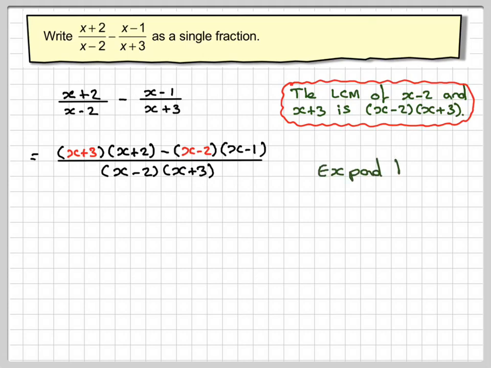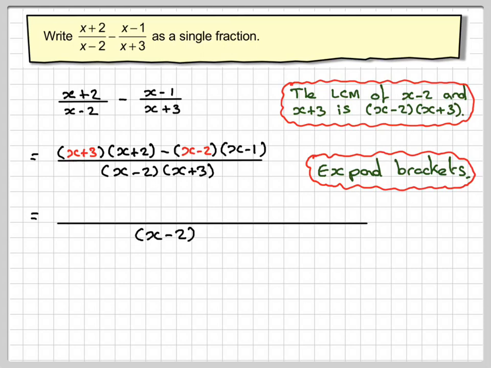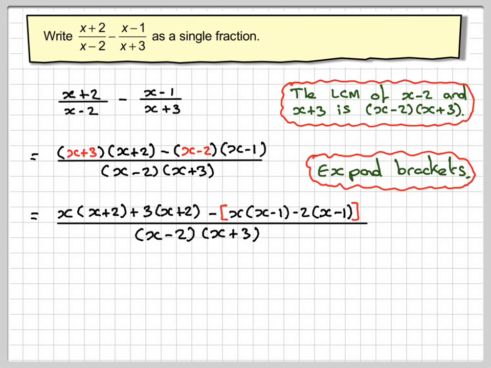Right, the next thing to do is to expand the brackets. So I'm going to do it like this. So it's all going to be over (x - 2)(x + 3). So I'm going to do x times (x + 3) plus 3 times (x + 3). And then I'm going to introduce this bracket. Now this bracket I wrote in red because it's very, very important. Don't forget it, particularly because of the minus sign in front here. So then I'm going to do x times (x - 1) minus 2 times (x - 1).